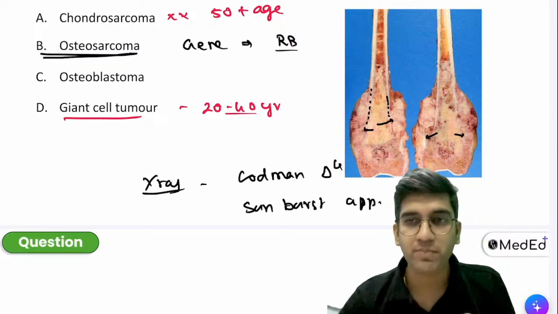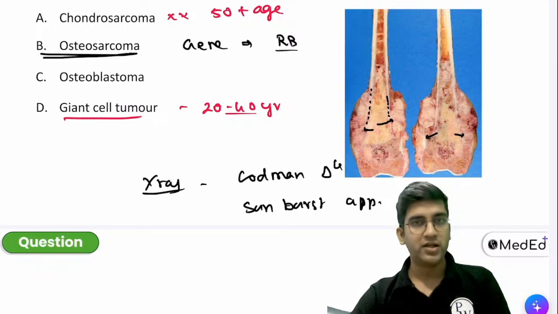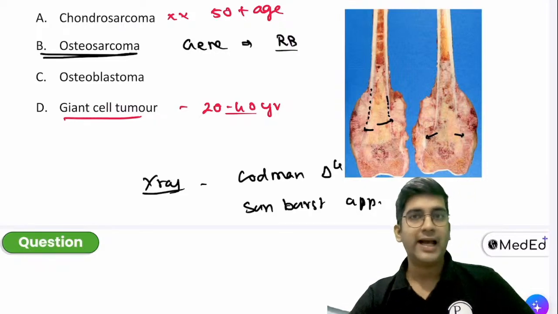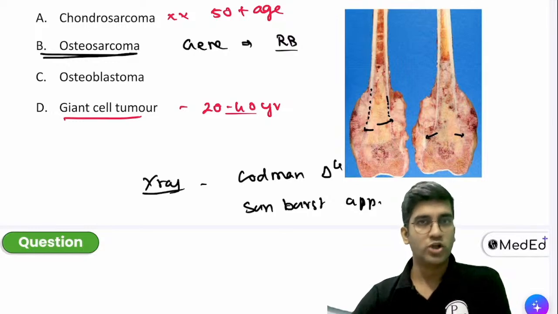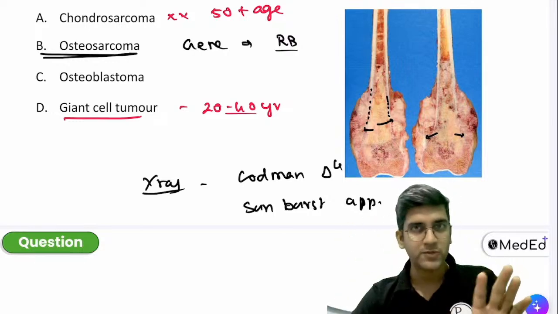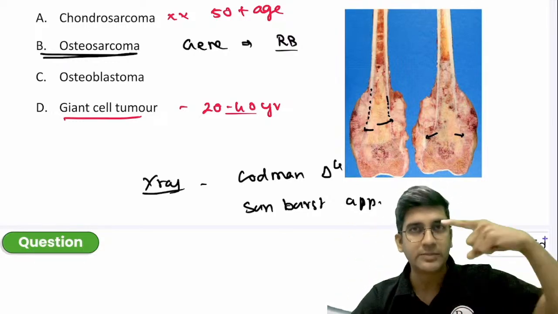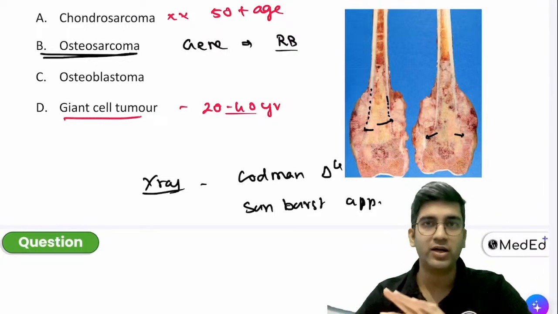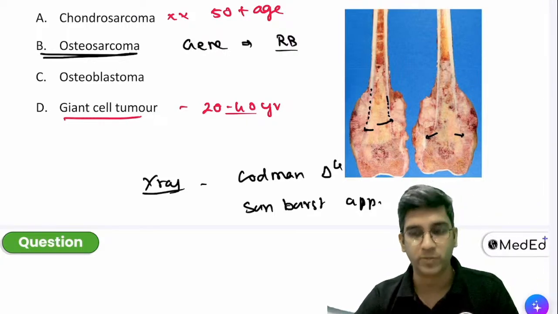Bone tumors, please be very confident in X-ray, because most of the bone tumors are diagnosed by radiology and not on pathological basis or gross basis, right? First clue is age, second clue is the location: epiphysis, metaphysis, diaphysis. Third clue is X-ray, and last but not the least, you have your gross and microscopic, fine?